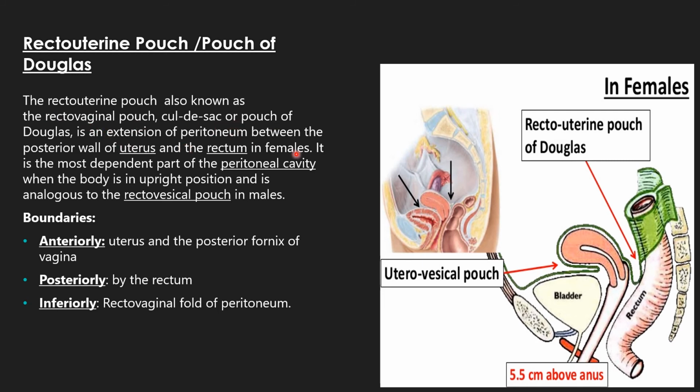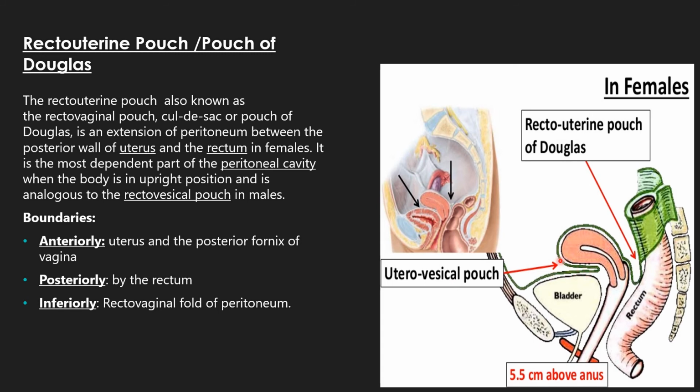It is an extension of the peritoneum between the posterior wall of the uterus and the rectum in females. It is the most dependent part of the peritoneal cavity when the body is in upright position, and is analogous to the rectovesical pouch in males. So you see, this is the peritoneum being reflected from the superior surface of the bladder to the anterior surface of the uterus, creating a pouch, and that is known as the uterovesical pouch.